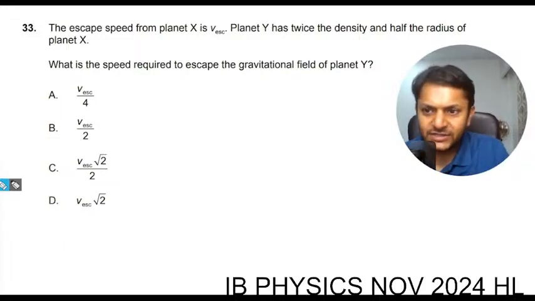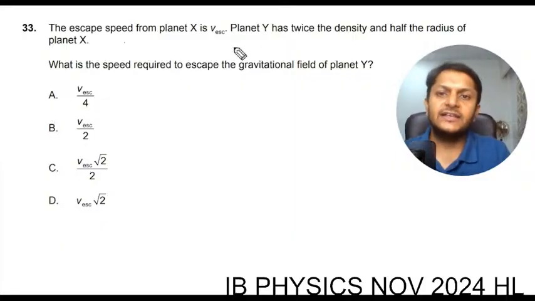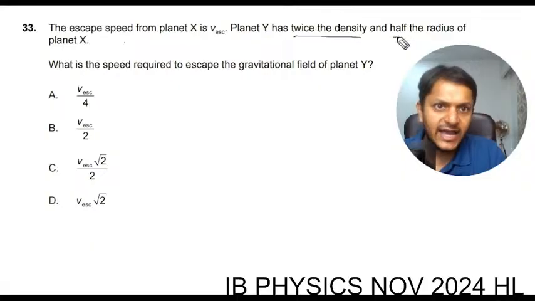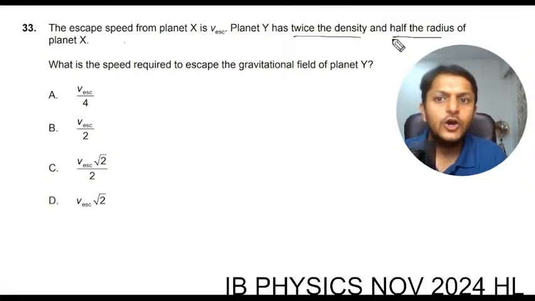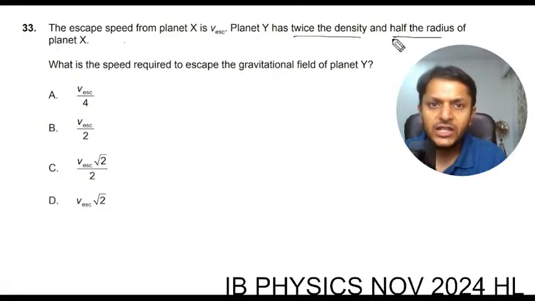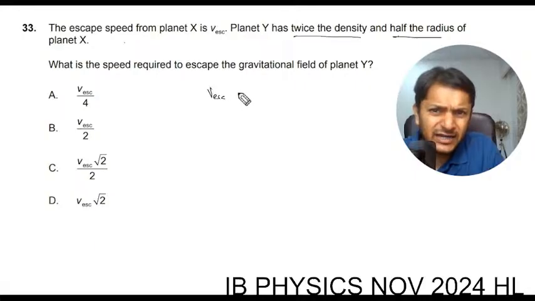Okay, dear students, let's see what is there in this question. The escape speed of the planet X is given as v. The planet Y has twice the density and half the radius of the planet X. What is the speed required to escape the gravitational field of planet Y? Okay, so on the surface it looks easy, but let's see.